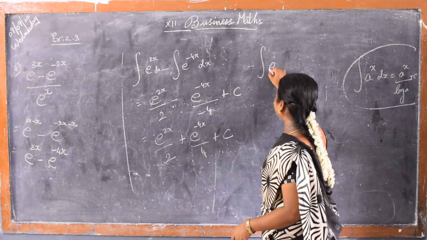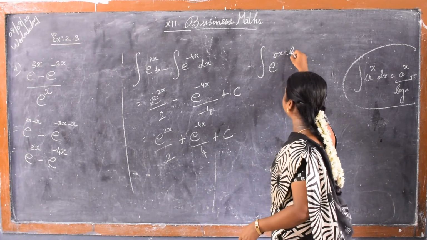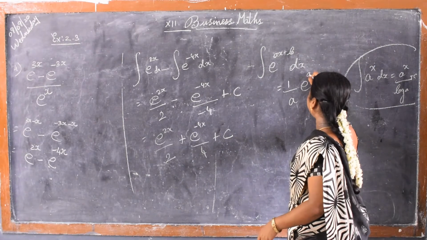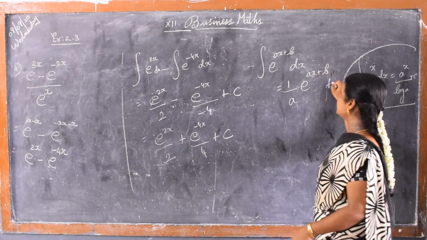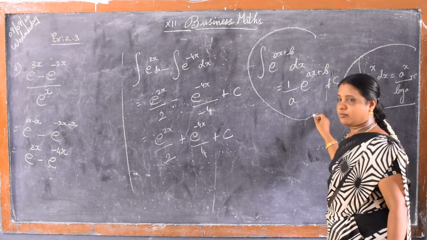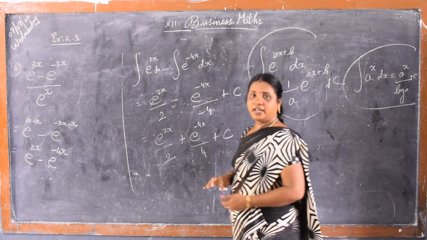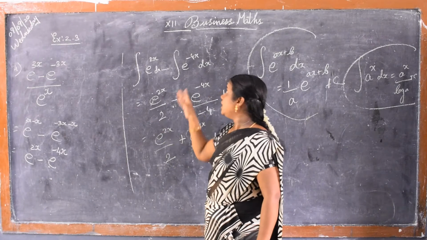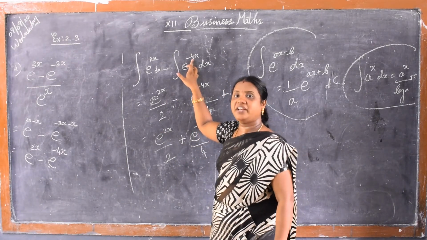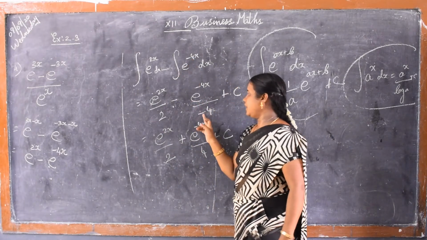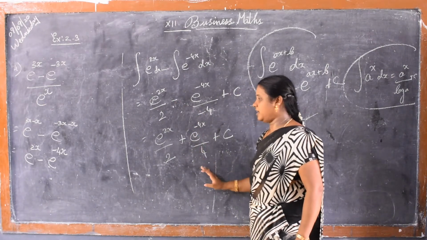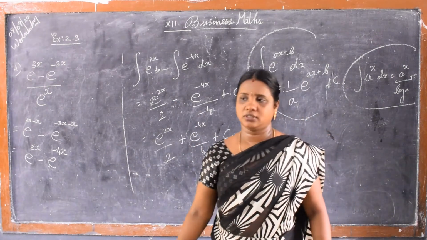See what we have done. Here I used the result of e power ax plus b dx, which you can write as 1 by a e power ax plus b plus c. This result only I am using here. The integral of e power 2x we can write as e power 2x by 2. Here also, what is the coefficient of x? Minus 4. That means here you have to write minus 4. Minus minus is plus. So e power minus 4x by 4. Have you understood?